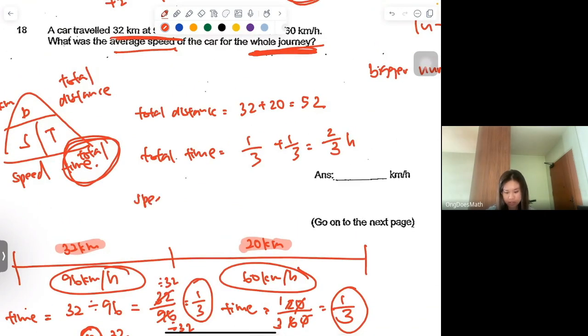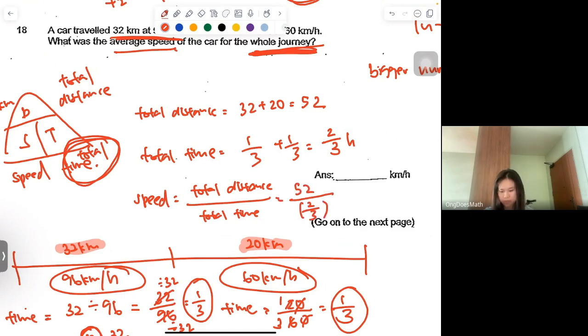So now you can find the average speed for the whole journey. The speed is just the total distance divided by total time. Total distance traveled was 52. Total time taken was 2/3. So it's 52 divided by 2/3.